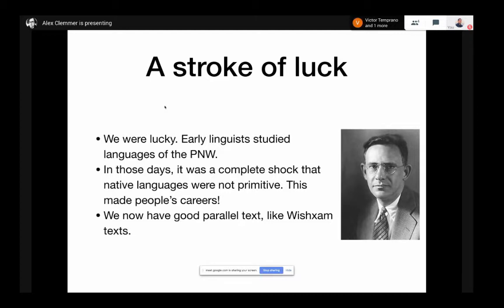hay out of literally studying various indigenous languages, one of which was Kiksh. So it's not an entirely happy story, but one of the things that we got out of this is that we got a bunch of good parallel texts, like the Wishkam texts, which is super invaluable, just because it has a very pure interpretation of the language and a direct translation into English, and it's a lot of text, which is super useful.